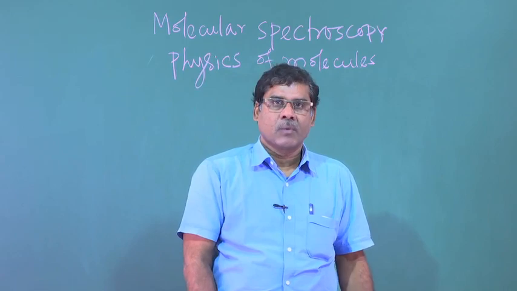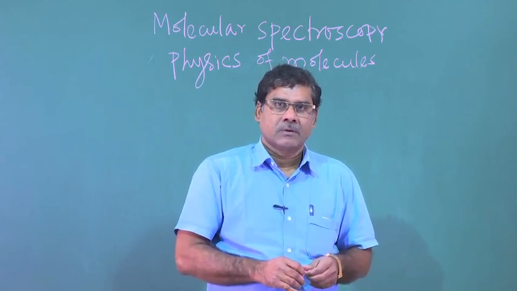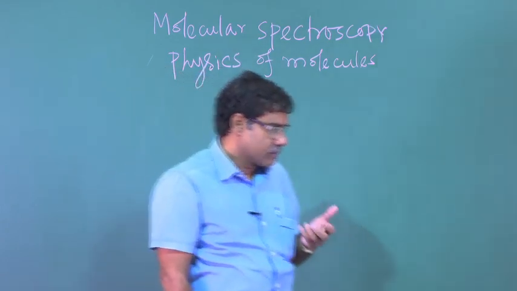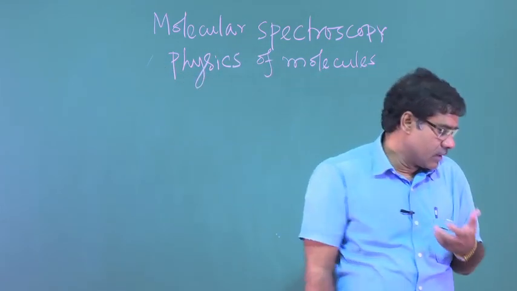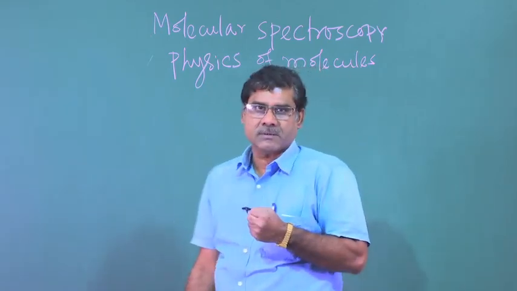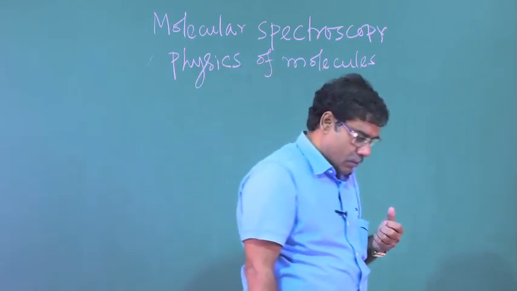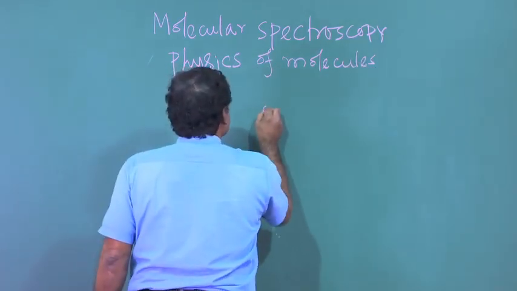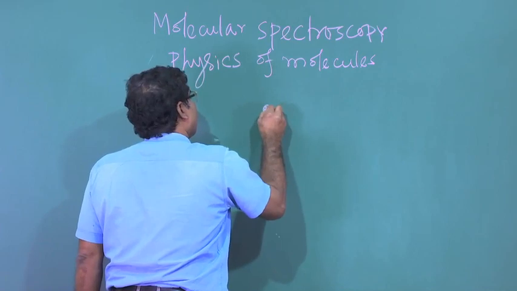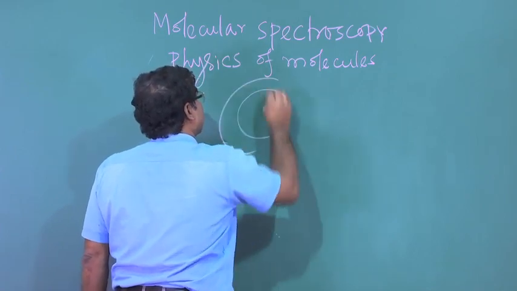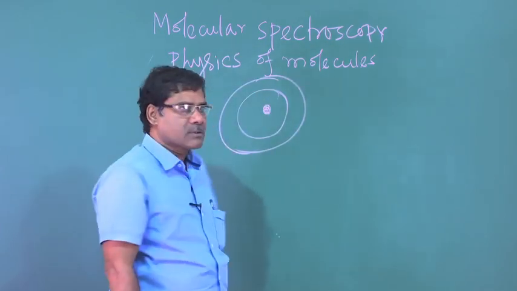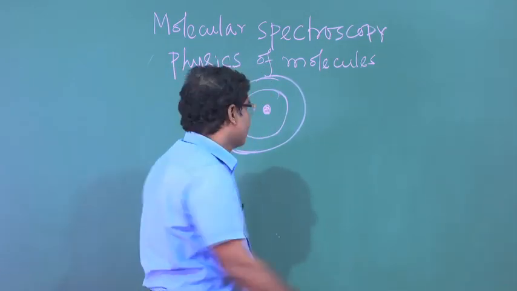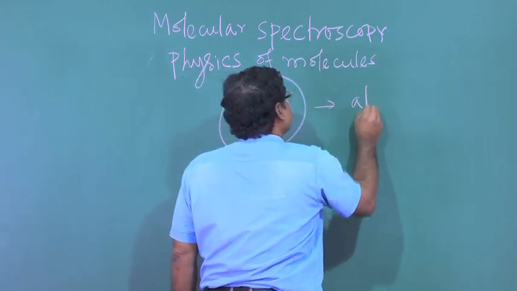So, what is a molecule? Basically, an atom is defined by a bound system of electrons and one nucleus, right. So, one nucleus and many electrons, one or more electrons. They are bound together. Then it is an atom.